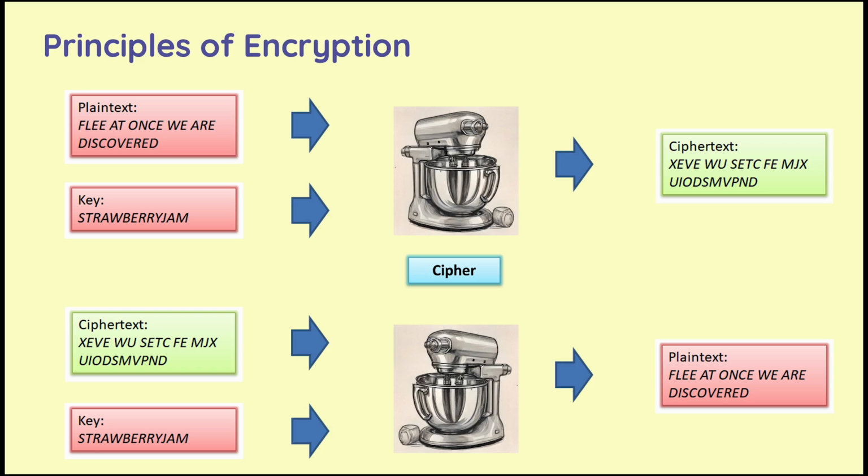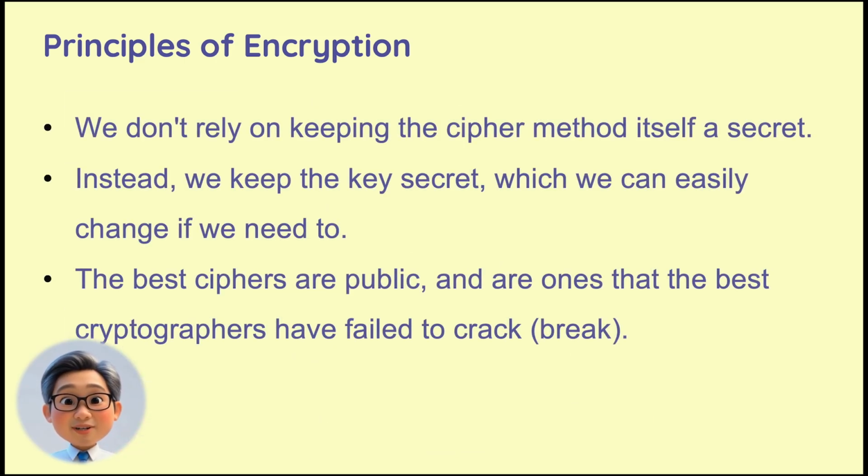plain text. Now, an important principle is that we don't rely on keeping the cipher method itself a secret. Instead, we keep the key secret. We can easily change the key if it's compromised. In fact, the best and most secure ciphers used today are public knowledge. They are strong because even the best experts, knowing the method, have failed to break them without the key.